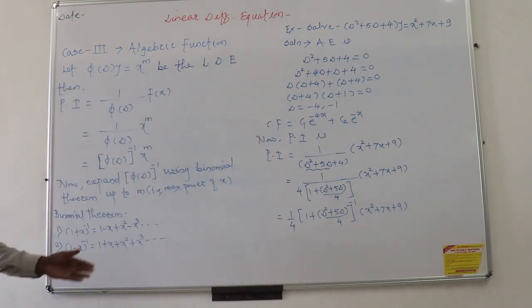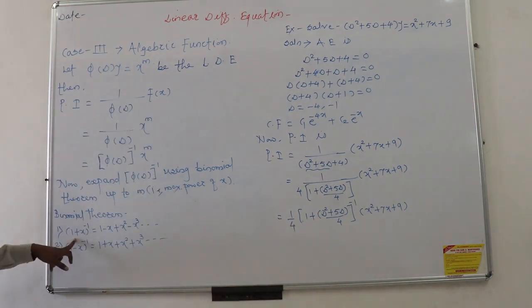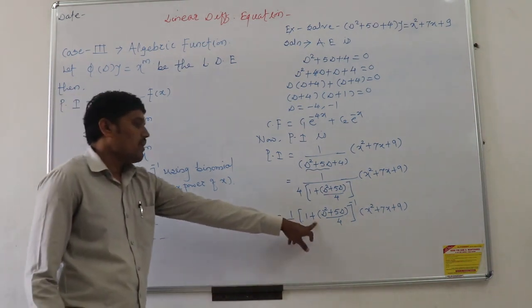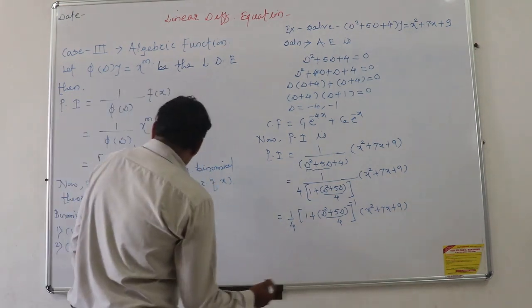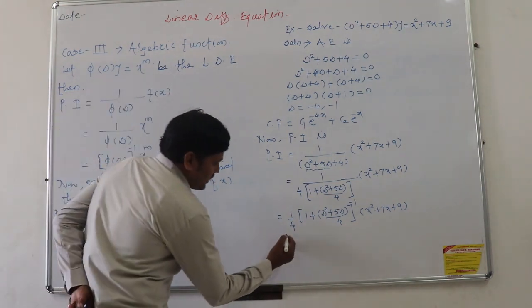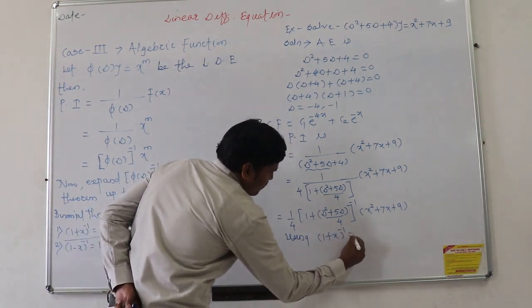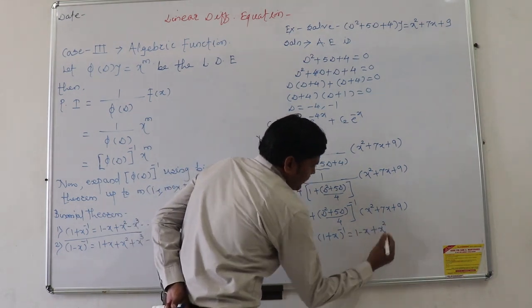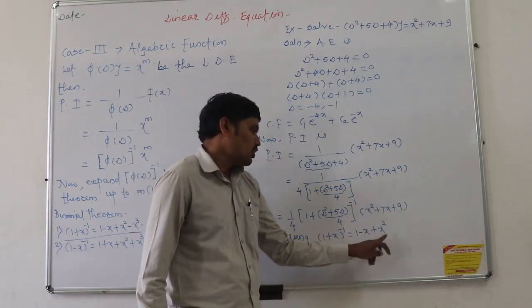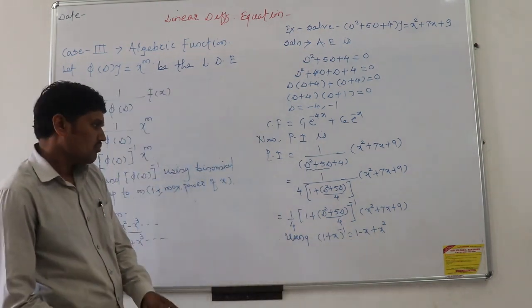Now compare with the binomial theorem. So here the sign is 1 plus, so we have to use the theorem 1 plus x. If the sign is minus, then use the second theorem, that is 1 minus x. So use the first binomial theorem, that is 1 plus x raised to minus 1, and it is 1 minus x plus x square. Our maximum degree is 2, so write up to 2, so write up to 1 minus x plus x square.